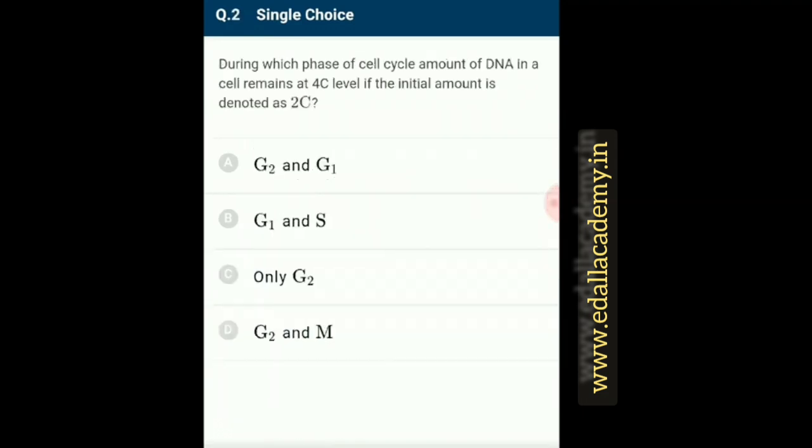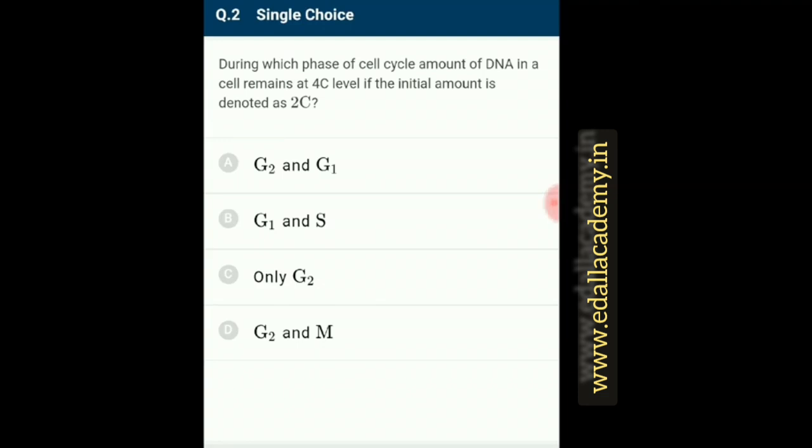Question number 2. During which phase of the cell cycle does the amount of DNA in a cell remain at the 4C level if the initial amount is denoted as 2C? The cell cycle consists of interphase and the mitotic M phase. Interphase is divided into G1, S and G2 stages. The mitotic phase is the actual division phase and it is divided into karyokinesis and cytokinesis. DNA is seen in all phases. In M phase, both 4C and 2C of DNA is seen.